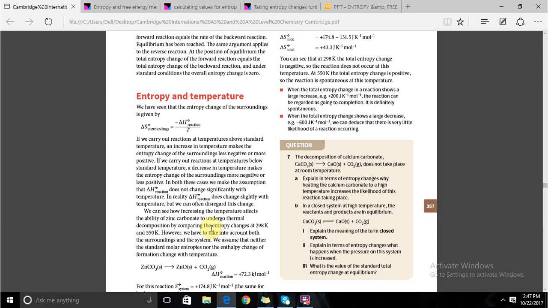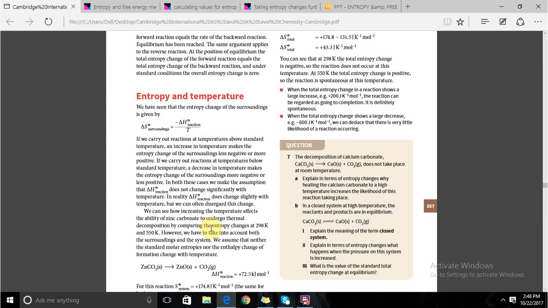Now let's take a look at question number 7: the decomposition of calcium carbonate does not take place at room temperature and pressure, and explain in terms of entropy changes why heating the calcium carbonate to a higher temperature increases the likelihood. Why? Because basically the bonds of attraction become weaker, they become more disordered because they're now at a higher temperature, and therefore the entropy has risen.